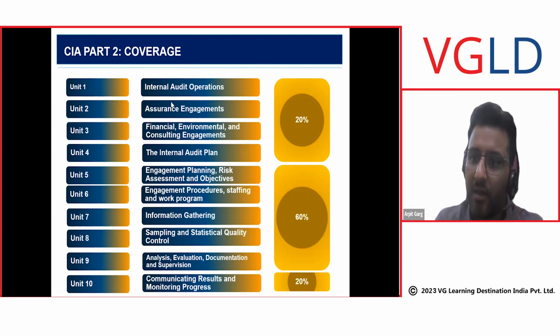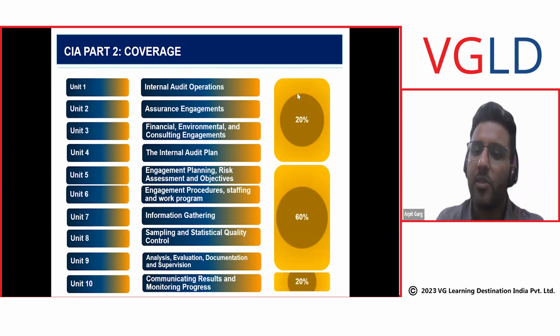So during the exam, during each content that we cover, we'll talk about it, that within unit 1, what is more important? Within unit 2, what is more important, right? So precisely this is the content. If you see, section 1 to unit 4 is 20% weightage, unit 5 to unit 9 is 60% weightage, and the last unit 10 alone is 20% weightage.